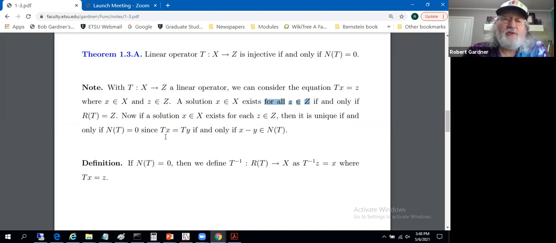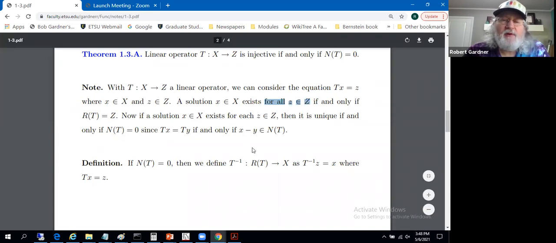Which means, as we just saw from the previous result, T of x equals T of y if and only if x minus y is in the null space. So if we have a solution to that equation, T of x equals z, suppose x and y are both solutions, then T of x and T of y are equal because they both equal z. But then that occurs if and only if x minus y is in the null space. Actually, I guess we saw that in the proof of that theorem.